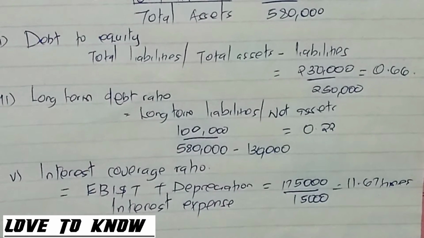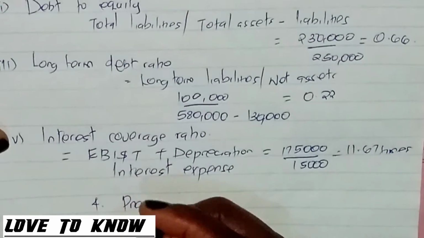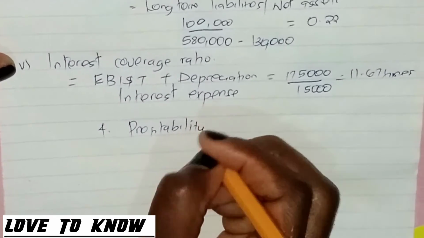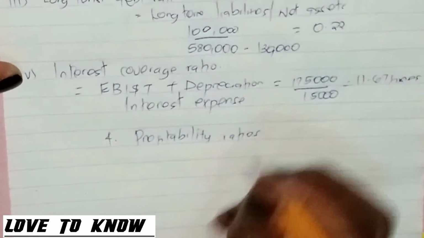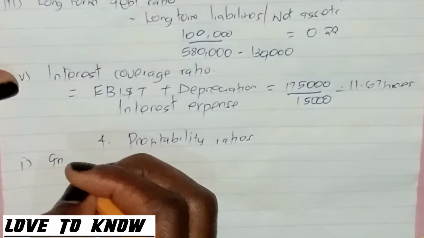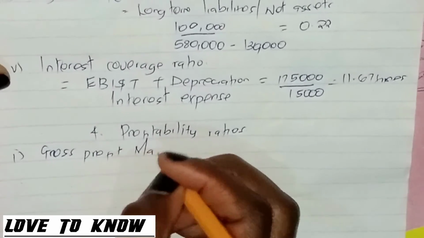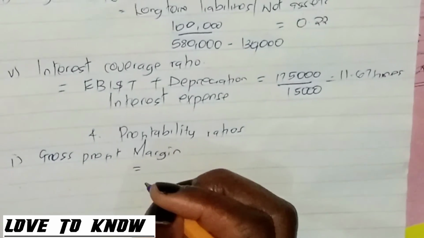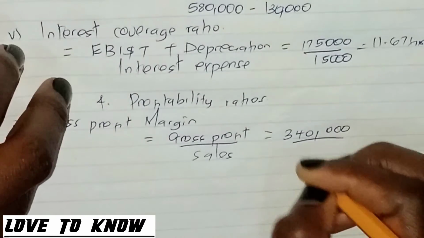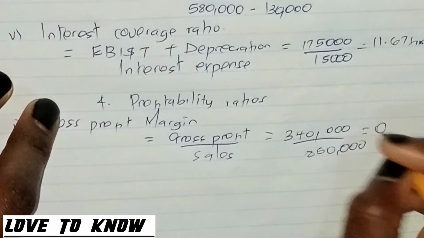The next category is the profitability ratios. The examples of profitability ratios are the gross profit margin, which is calculated by gross profit of 340,000, you divide it with sales of 850,000. And this gives a ratio of 0.4.